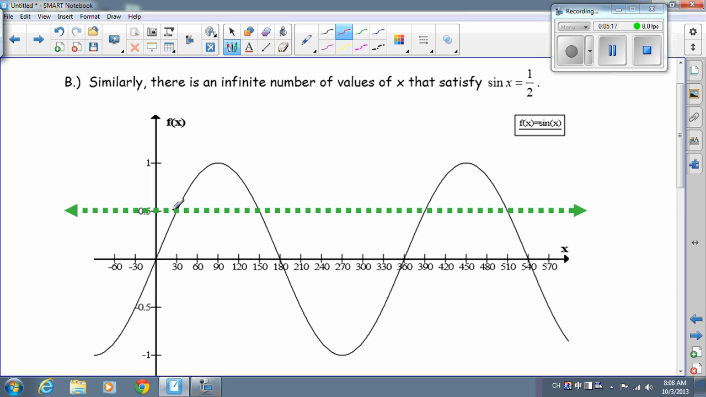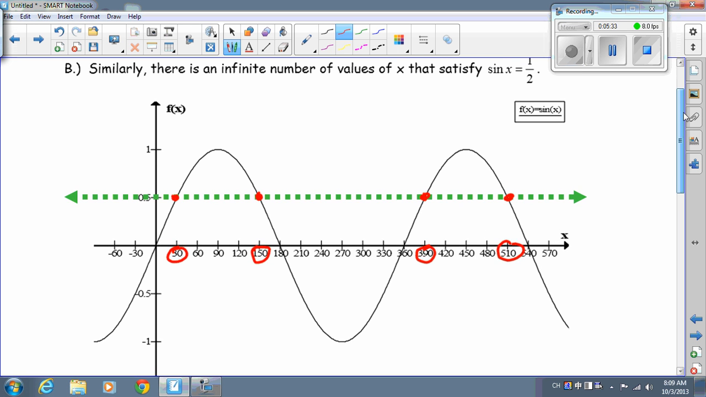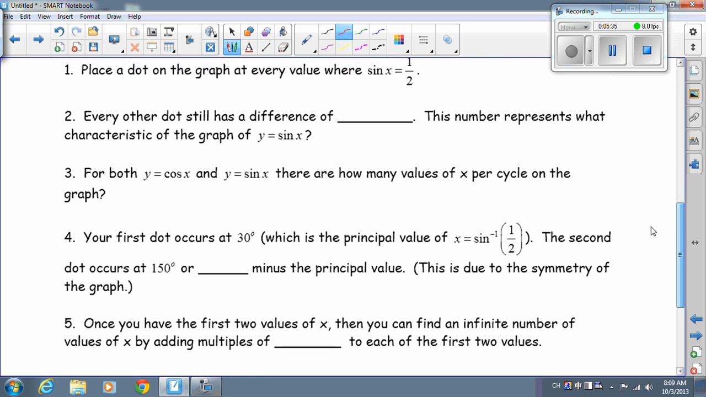Meaning at 1/2 would be here, here, here, and here. So the values are 510, 390, 150, and 30. You can see this on your paper already, so I will go ahead and complete the bottom. Keep an eye on your graph.